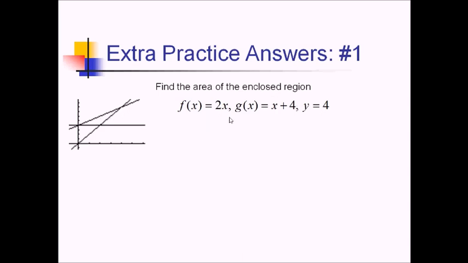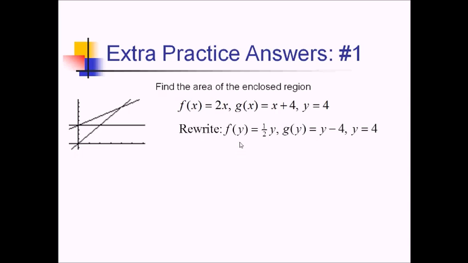in terms of y. So for this first one, I'll just divide both sides by 2, and now I can write x equals y over 2, or f of y equals y over 2, or 1/2 y. For this next one, I'm going to just subtract 4, and I can write g of y equals y minus 4. And I still have that horizontal line kind of hanging around.